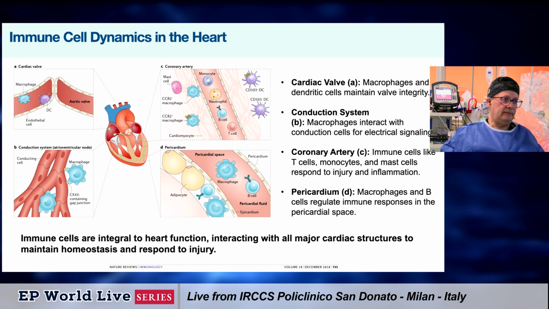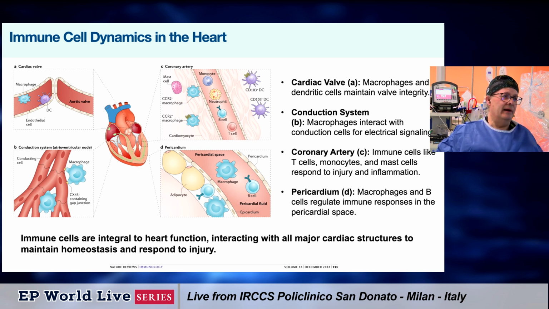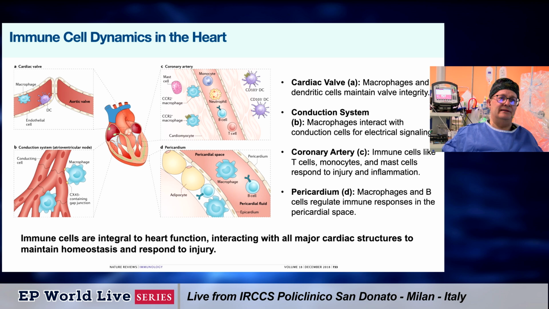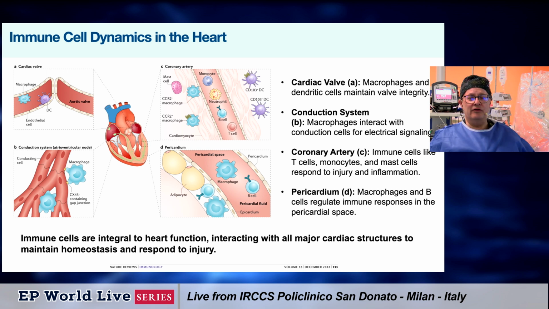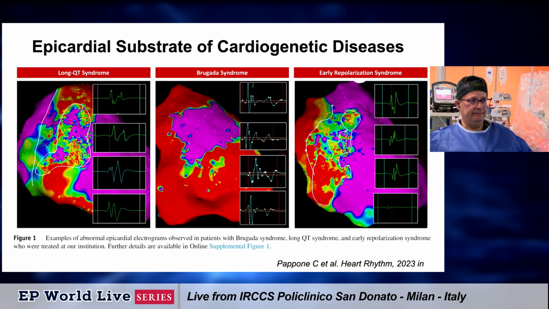Not only these antibodies are responsible for cardiogenetic disease and arrhythmias, but also for the progression of valve disease, the stabilization of conduction system, coronary artery activation and inflammation during the myocardial infarct, and at the end in the pericardium. You know, the macrophages play a very dominant role in the mechanism of the phenotypic expression of all these conditions.